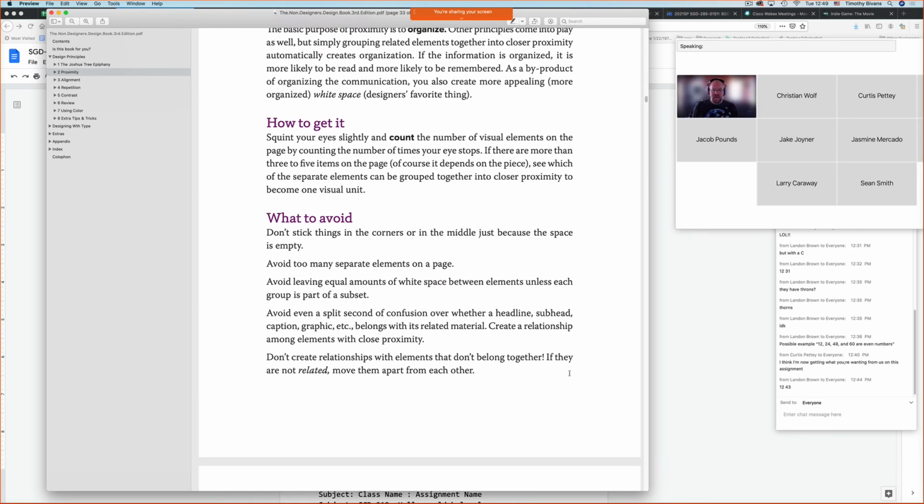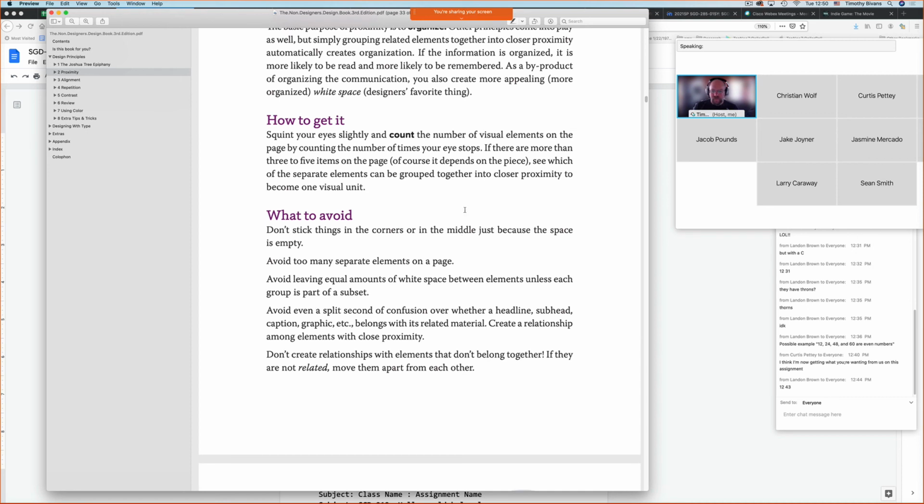How to get it: squint your eyes slightly and count the number of visual elements on the page by counting the number of times your eye stops. If there are more than 3 to 5 items on the page, see which of the separate elements can be grouped together into closer proximity to become one visual unit. He says that's not a hard and fast rule because it depends on the piece, but 3 to 5 is a ballpark figure.